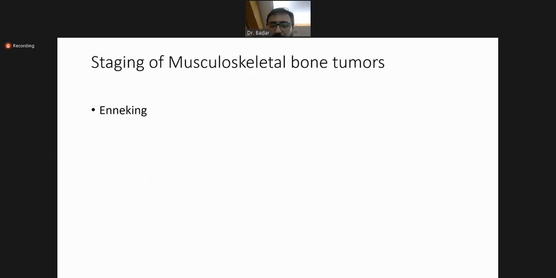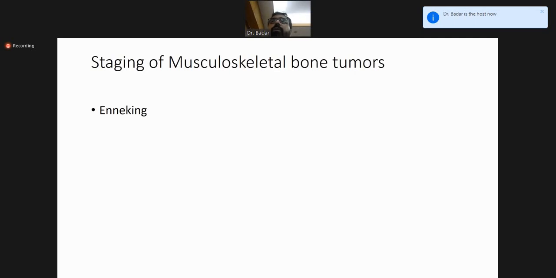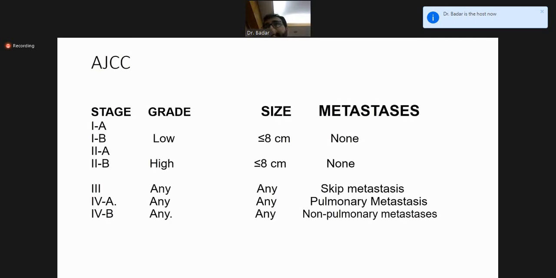So once you get this, you need to do staging of the musculoskeletal tumor. The Enneking classification is simpler and is used in musculoskeletal oncology. Everywhere else, in other carcinomas, we usually use the TNM classification, but in musculoskeletal tumors the Enneking classification is simpler to remember. Another classification is the AJCC, American Joint Committee on Cancer classification, which depends upon the size of the tumor.